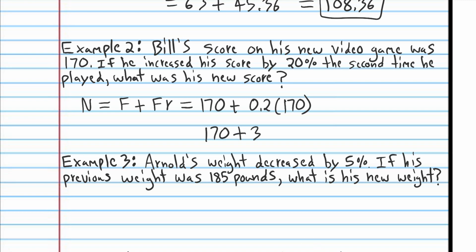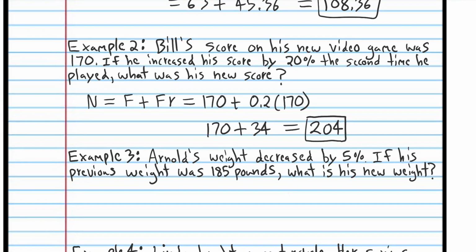So we get 34, and then we add those up, and we get 204. So that was Bill's score the second time. He went from 170 to 204. All right.